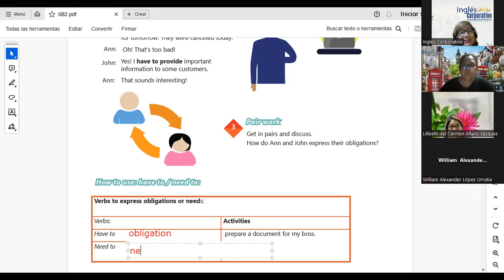Okay, the word is necessity. Necessity. Okay, you use have to for obligation and you use need to for necessity. Necessity. What is the word? Necessity. Inglés. Now we practice the conversation.